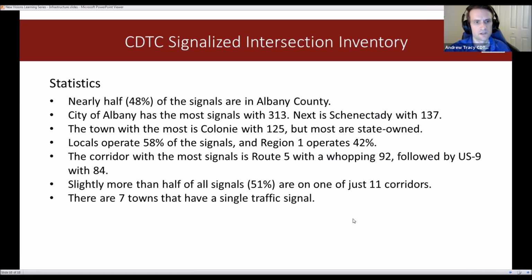On the next slide, I'll show you some signalized corridor statistics, but the corridor with the most signals is Route 5 Central Ave from Schenectady to Albany, which has 92 signals on it all in a row. In fact, if you look at just the top 11 signalized roadways in the region, those 11 roadways on their own contain the majority of the region's signals. I also found that there are 7 municipalities in the region that have just one traffic signal as well.